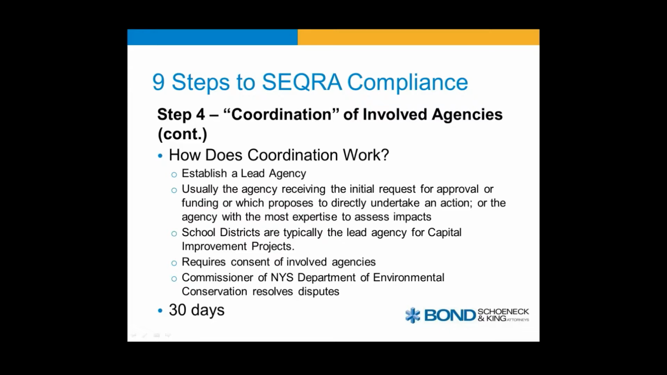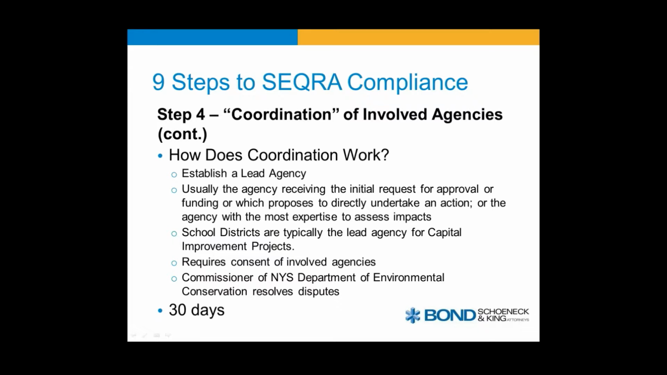Typically, one of the involved agencies, and it can either be the agency undertaking the project, or if there's a private applicant involved, then it tends to be the agency receiving the initial application or initial request for approval or funding, will send out letters stating its intent to act as lead agency in connection with review of the project. And once those letters are sent, all of the other involved agencies have 30 days in which to object or consent to the designation of lead agency.